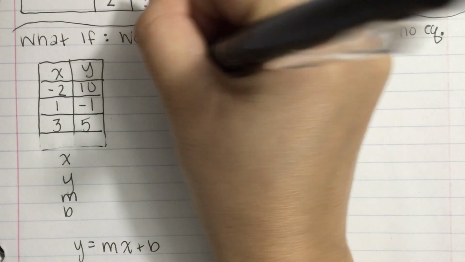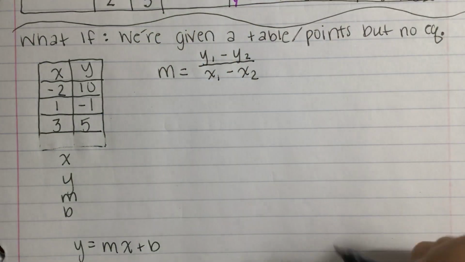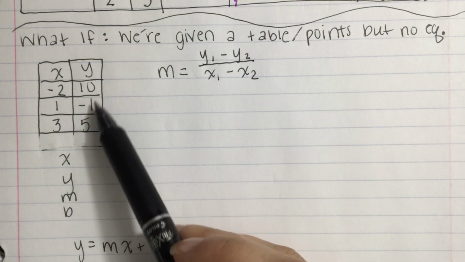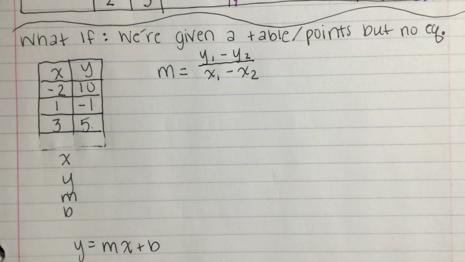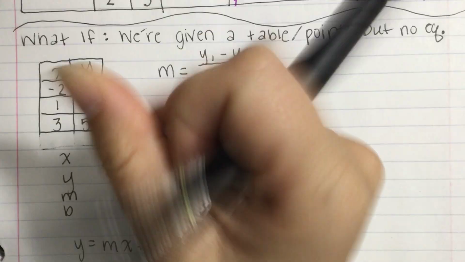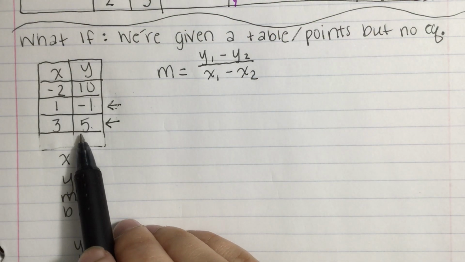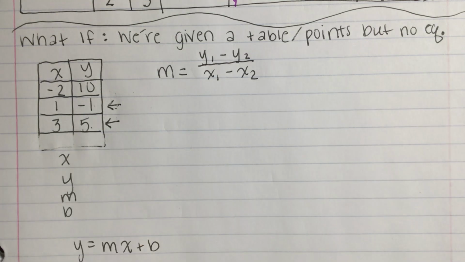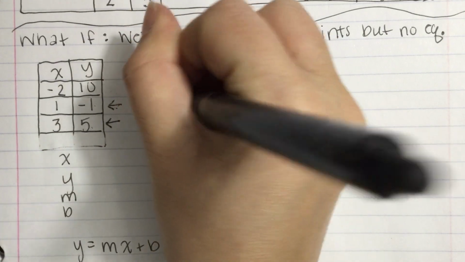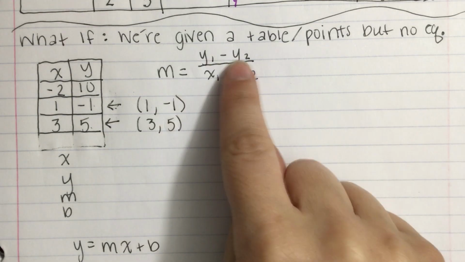So if you remember, m equals y1 minus y2 over x1 minus x2. In order to do that, you need 2 points, and we've got 3 right here. I personally would choose this one and this one. I choose this one because it's all positive, and ones are usually easier to work with. So if I were to pull those 2 points out and just write them as points, I'd have (1, -1) and (3, 5). Now, it says y1 and y2.